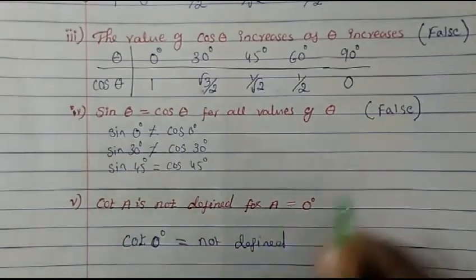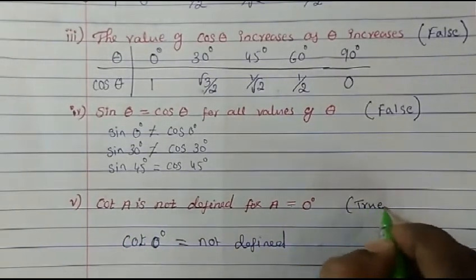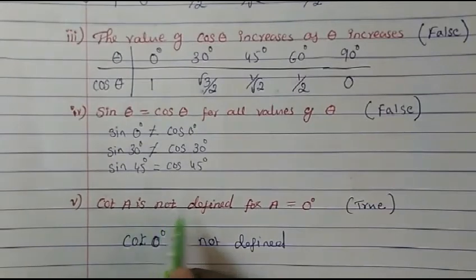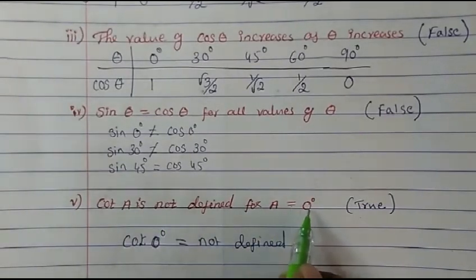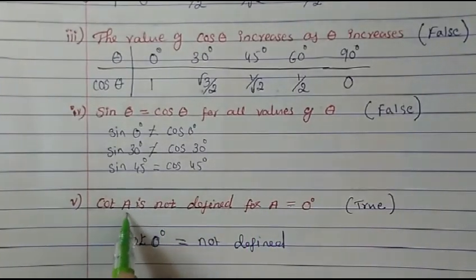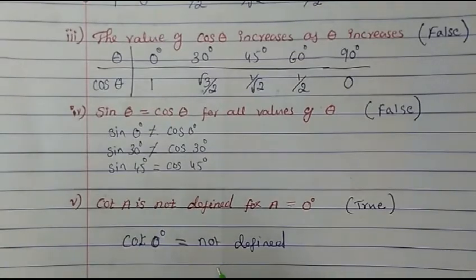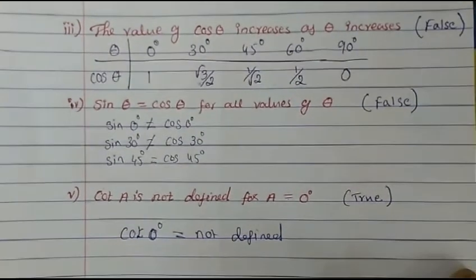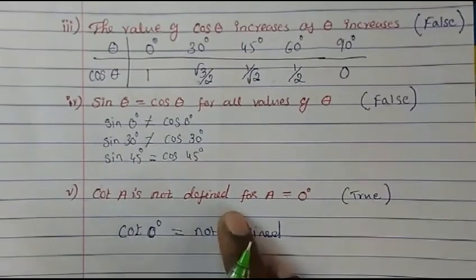Therefore the statement is true, because cot A is not defined for A equal to 0 degree. So when A is 0 degree, cot 0 degree is not defined in the trigonometric table, as I have explained to you. So that means this statement is true.